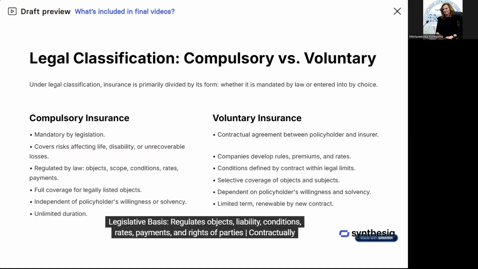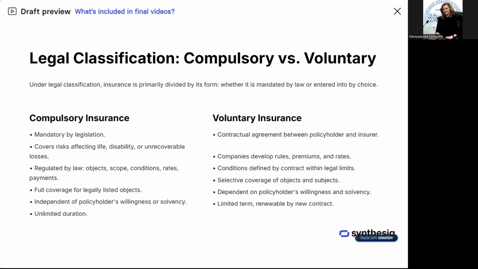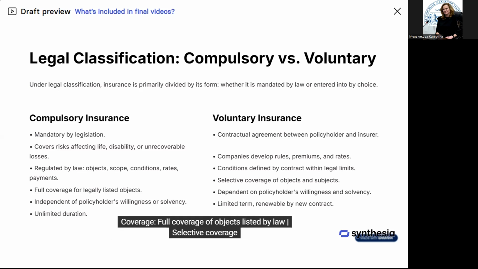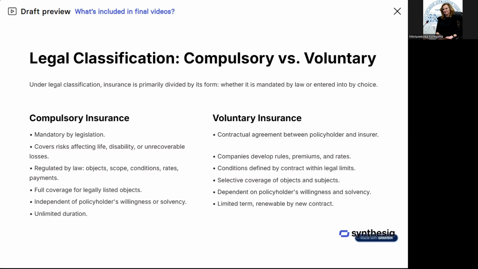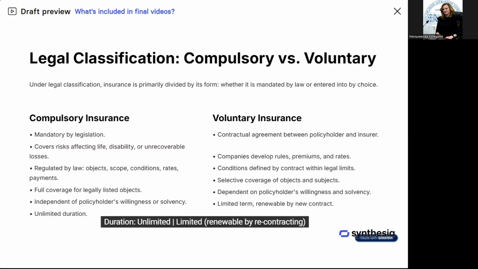Legislative basis: compulsory insurance regulates objects, liability, conditions, rates, payments, and rights of parties by law, while voluntary insurance is contractually defined within law. Coverage: full coverage of objects listed by law versus selective coverage. Dependence on policyholder: independent versus dependent on willingness and ability. Duration: unlimited versus limited, renewable by recontracting.